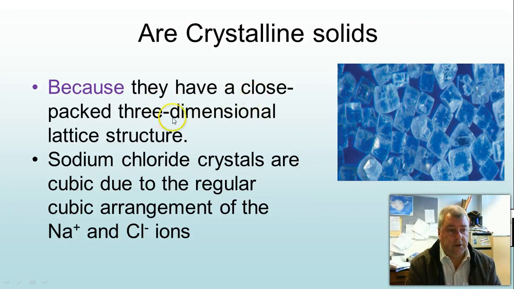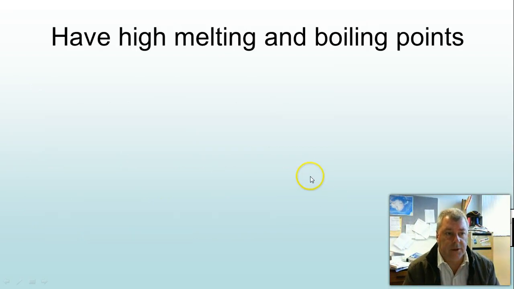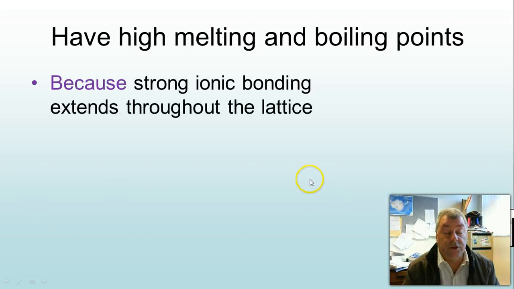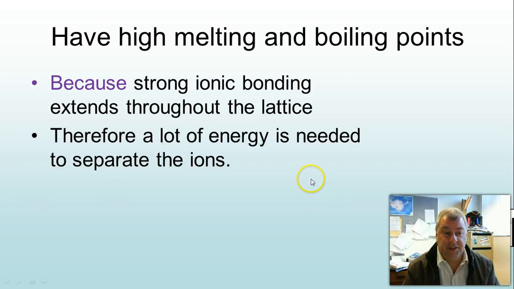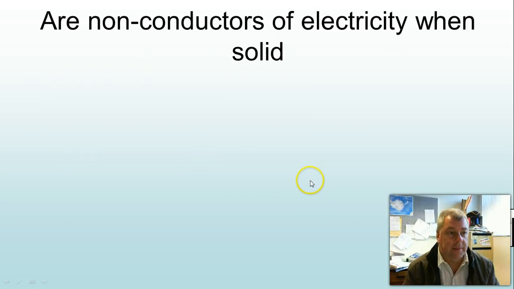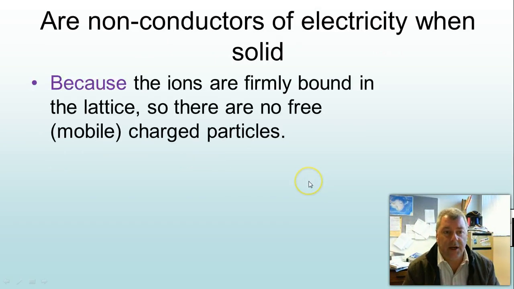Now, ionic solids are closely packed three-dimensional structures. Sodium chloride is an example, and you have an arrangement of sodium ions and chloride ions in a regular lattice. They have high melting points and boiling points because the strong bonding is throughout the lattice. A lot of energy is needed to separate the ions. They are non-conductors of electricity when solid because the ions are firmly bound in the lattice and there's no free charges to move.